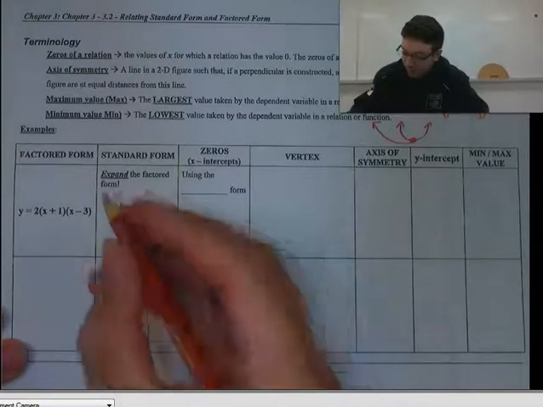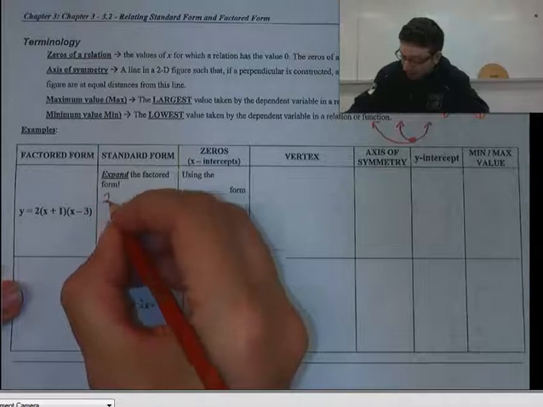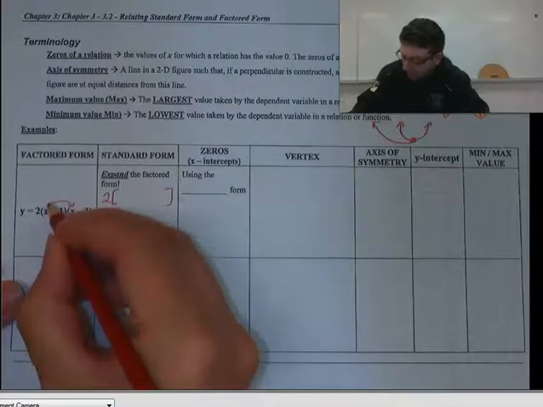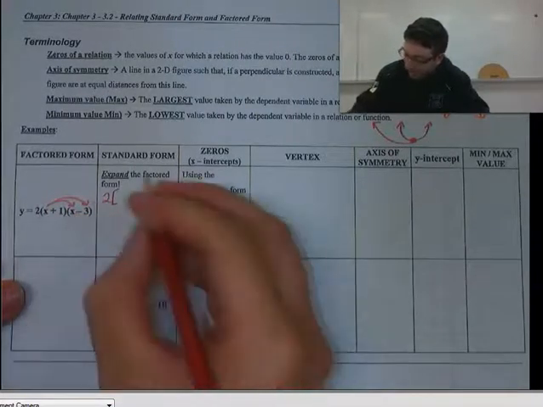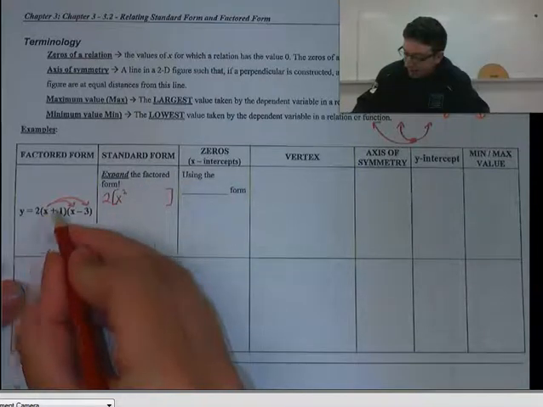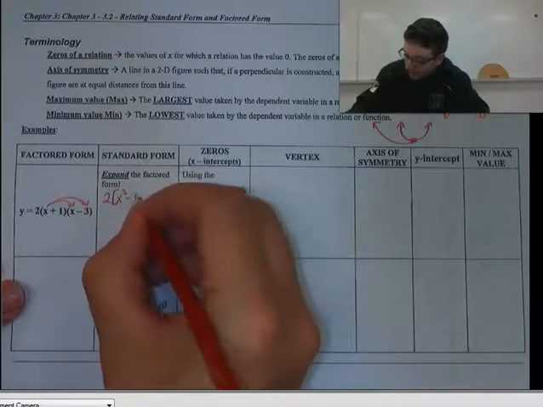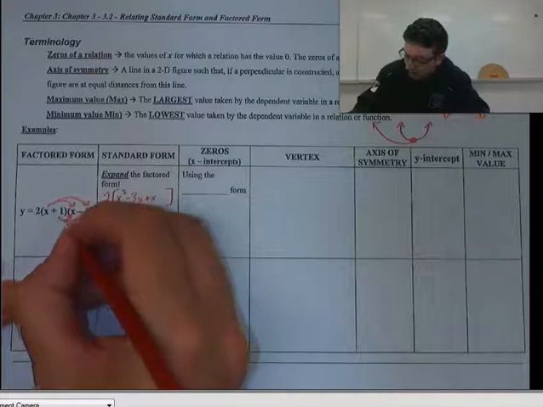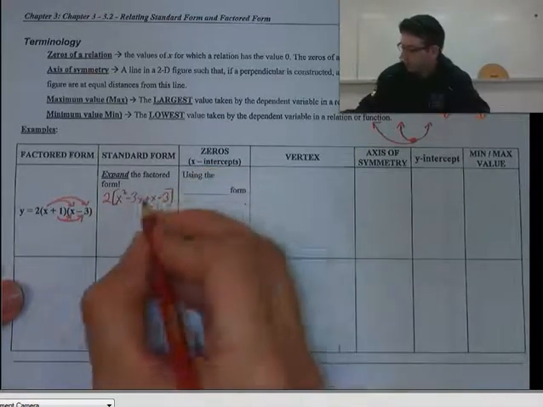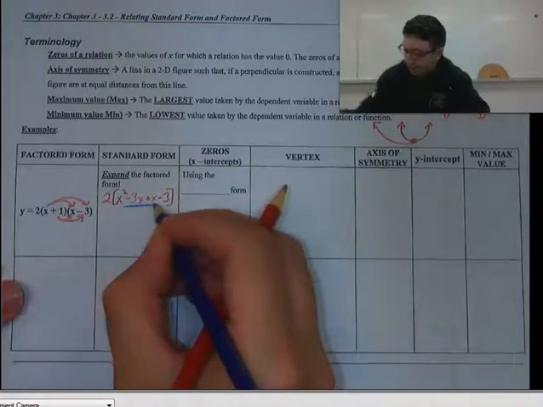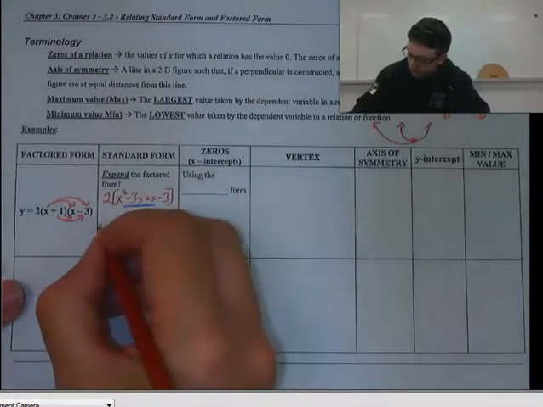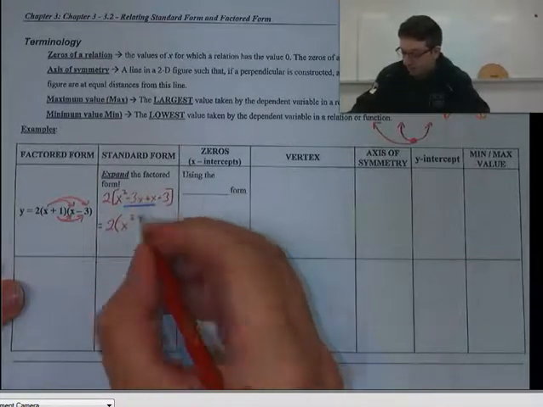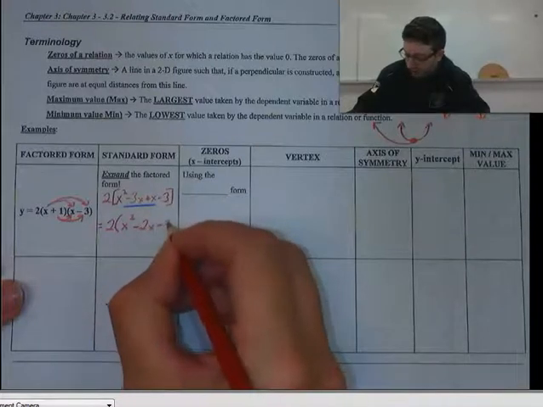To expand this one, let's leave the 2 on the outside first. On the inside, we're just going to use our distributive property or just FOIL. So x times x gives us x squared. x times -3, minus 3x. And then 1 times x, which is just x. And 1 times -3, which is -3. You're going to collect like terms. So you'll have 2 times x squared minus 3x plus x, it's just minus 2x, and then minus 3.